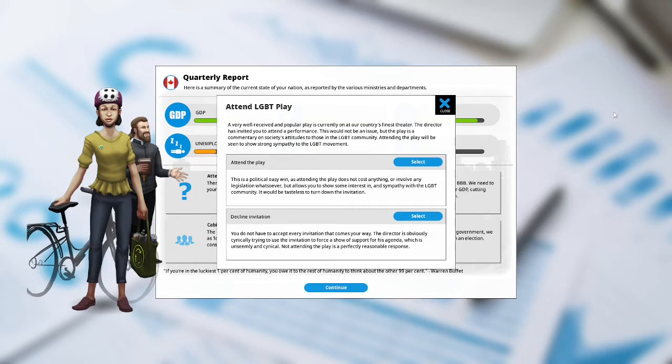Decline the invitation. You do not have to accept every invitation that comes your way. The director is obviously cynically trying to use the invitation to force a show of support for his agenda, which is unseemly and cynical. Not attending the play is a perfectly reasonable response.